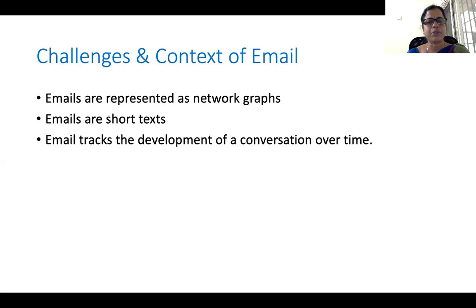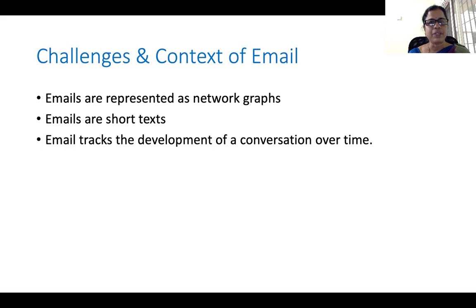Emails have network properties. They are often represented as network graphs, with nodes made up of people in the to, from, CC or BCC of an email. Emails present conversations between two or more people, in parallel with other types of communications that happen in an organization, something like social media, Slack conversations or Twitter conversations. So emails come under short text conversations. When we are processing them using computational models, we have to work on them as short text conversations. And email tracks the development of a conversation over time.